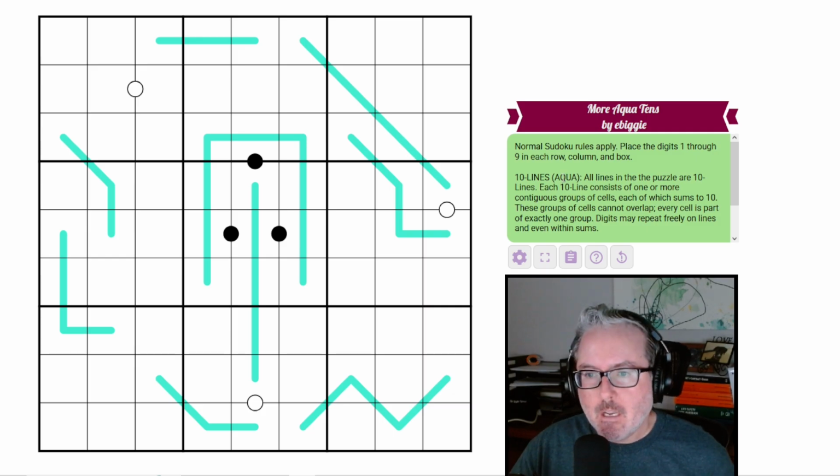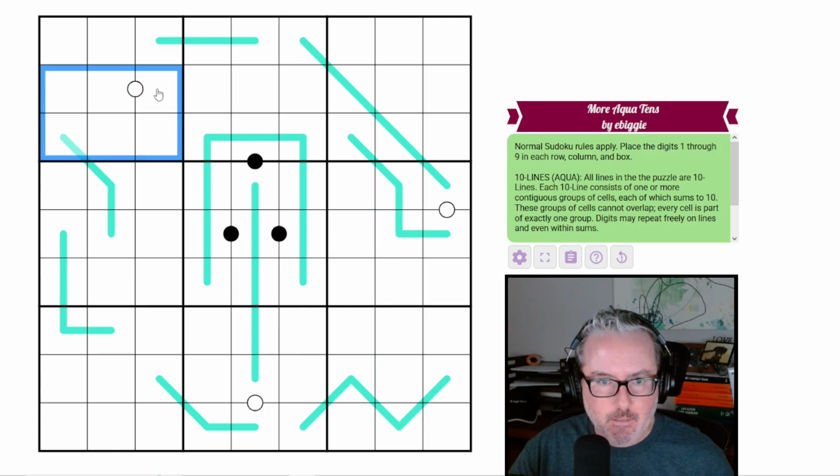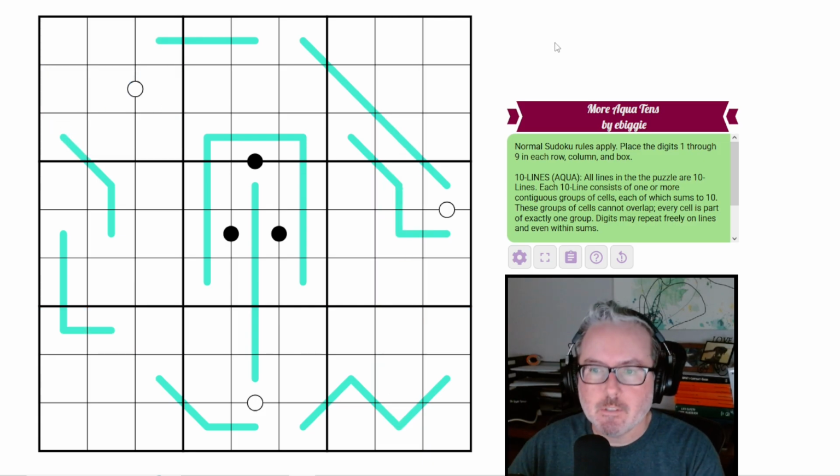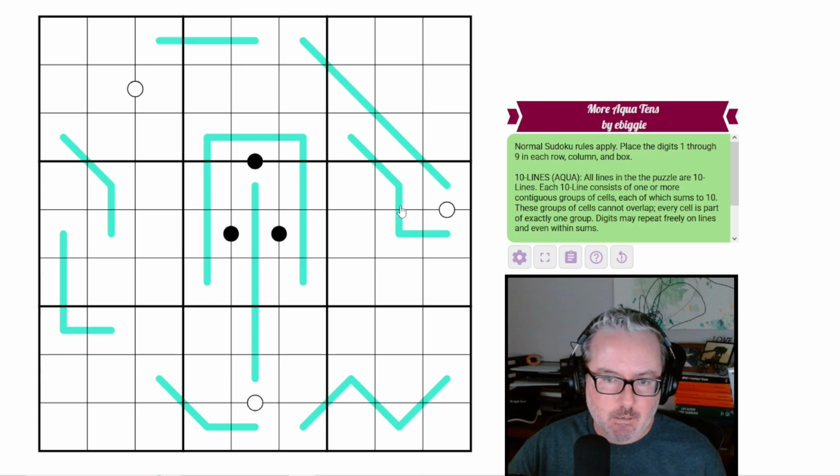But anyway, normal Sudoku, so every row, column, and 3x3 box will contain the digits 1 through 9 once each. Now we have 10 lines, and these are all of these aqua lines. So all lines in the puzzles are 10 lines, i.e. each 10 line consists of 1 or more contiguous groups of cells, each of which sums to 10. These groups of cells cannot overlap. Every cell is part of exactly one group. Digits may repeat freely on lines and even within sums.